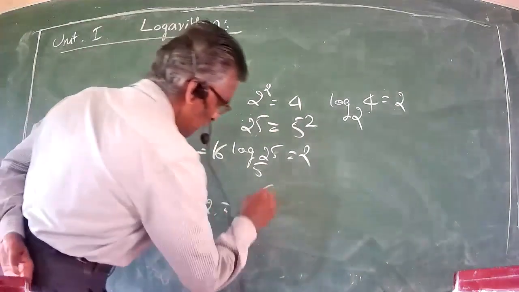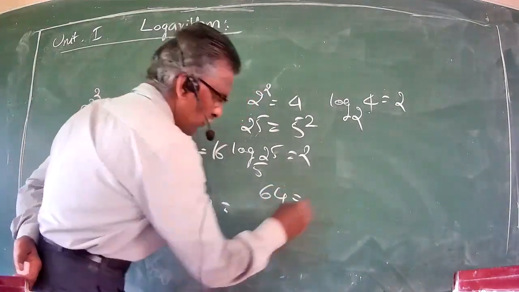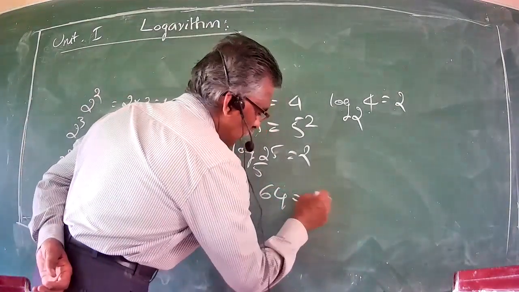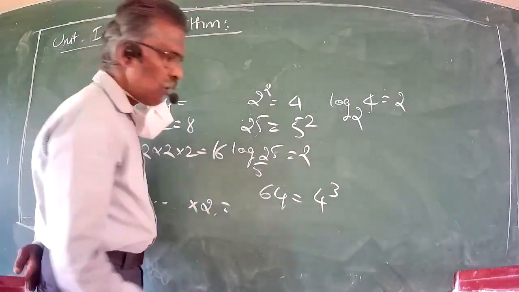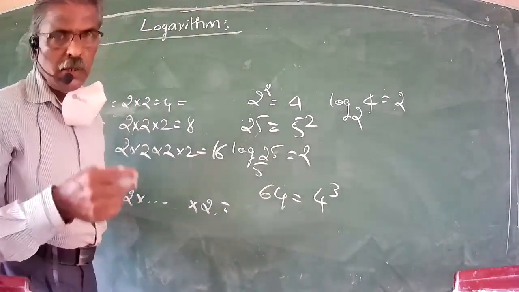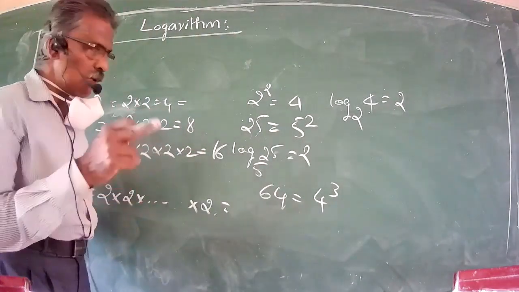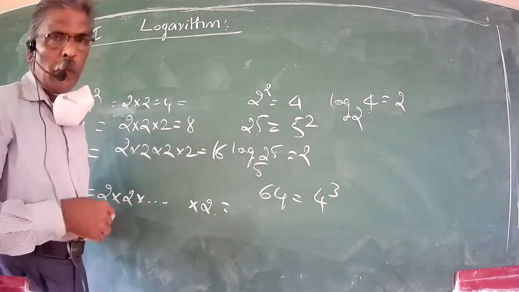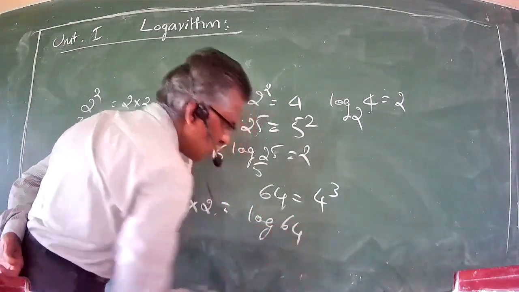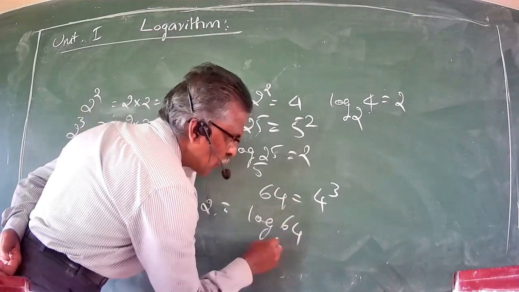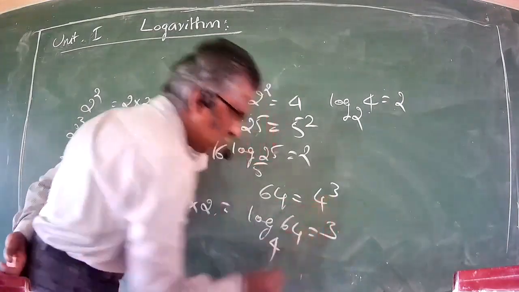Similarly, 64 equals 4 cubed, right? 4 into 4 is 16, 16 into 4 is 64. So log of 64 to the base 4 equals 3.